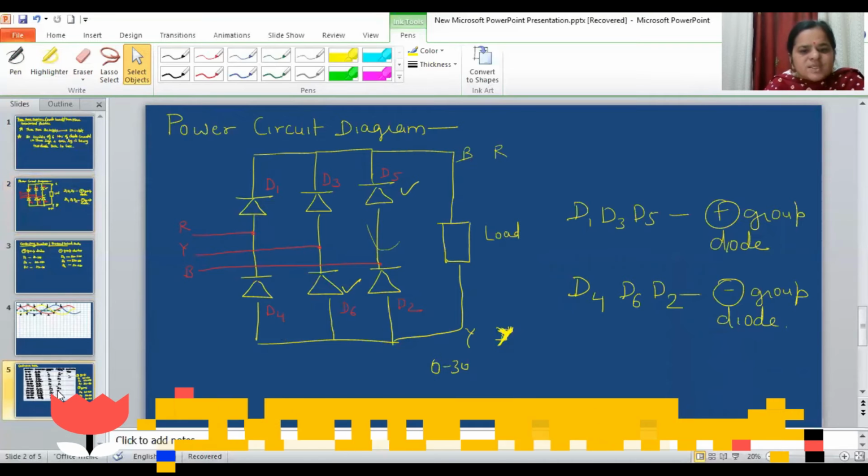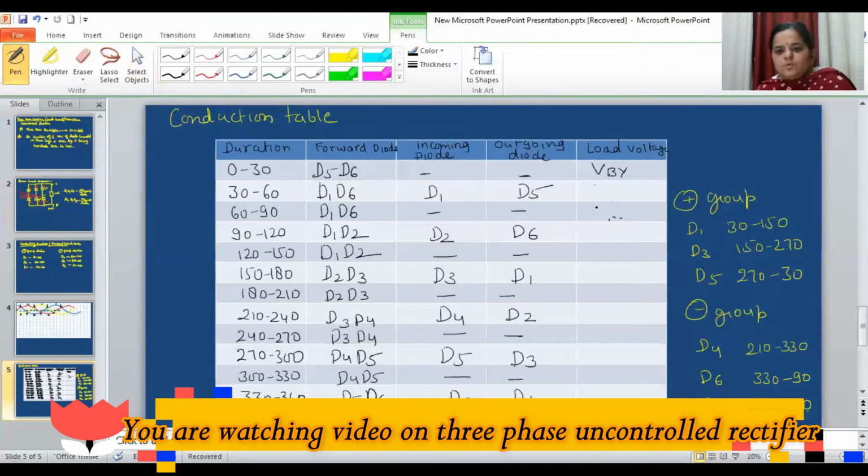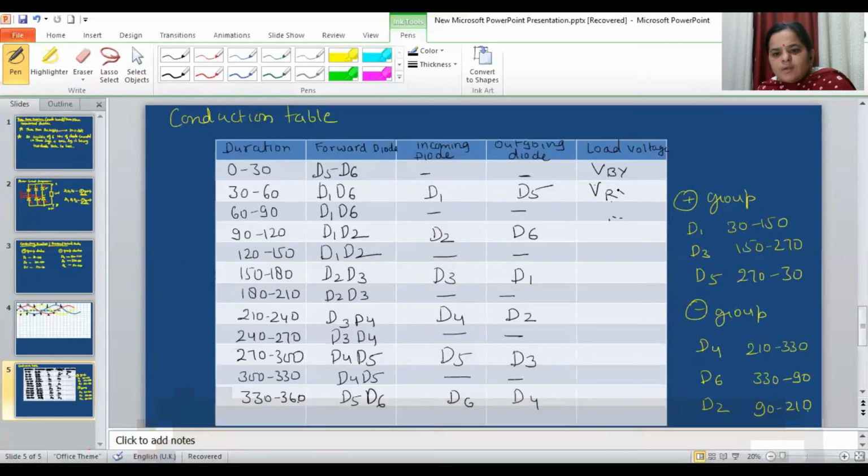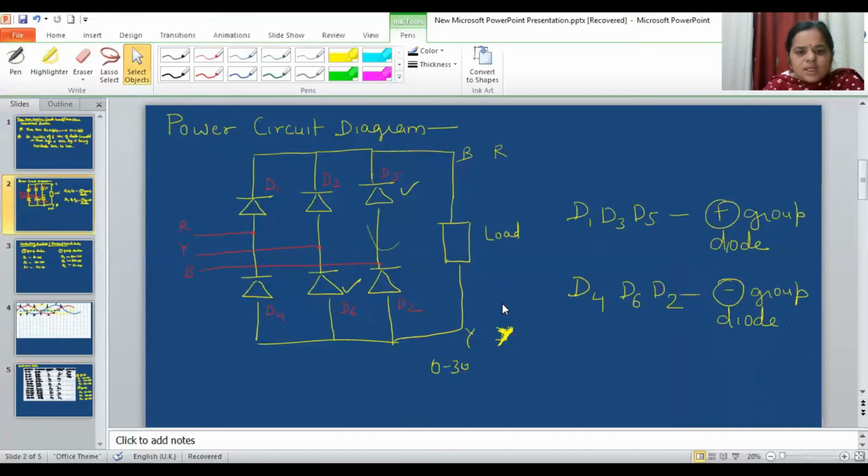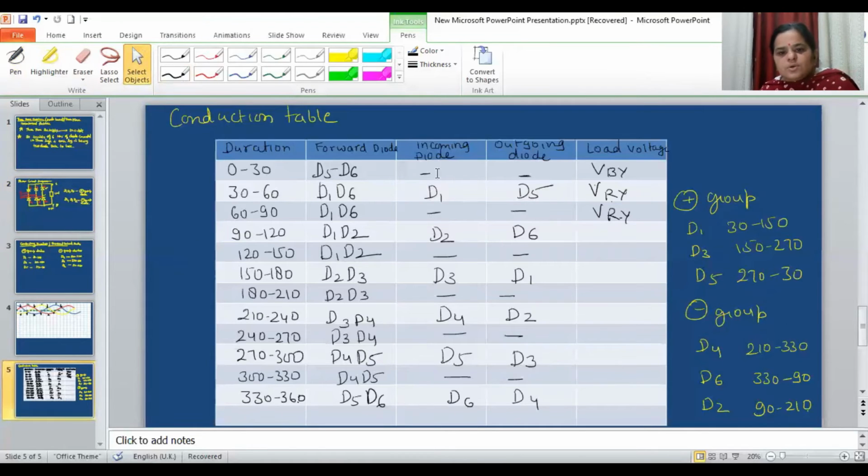So what is the voltage? VRY. So what voltage am I going to get? VRY. Here also VRY. Now when 1 and 2 are conducting, R will be at the upper side of the load and through 2, B will be at the lower side. So VRB. Here also VRB.